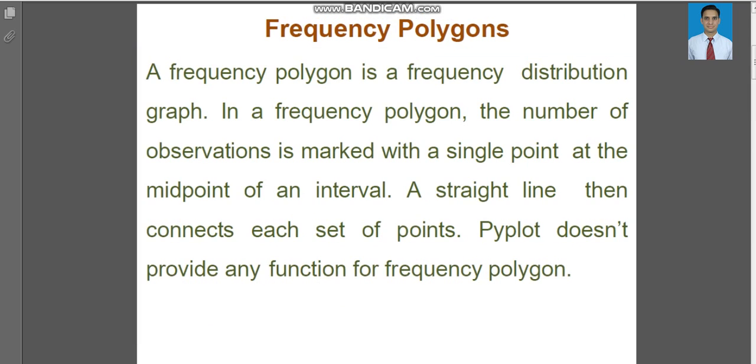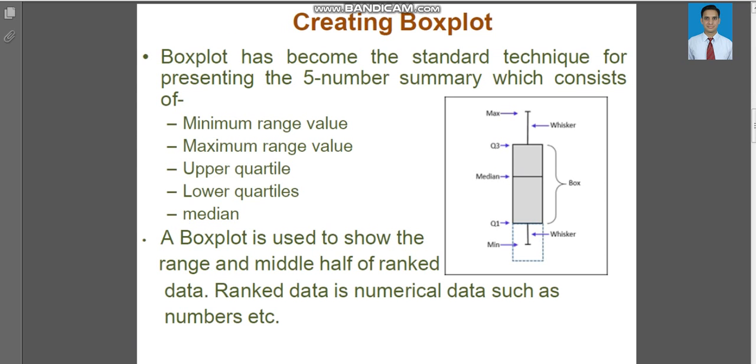Second is the box plot. Creation of a box plot. The box plot has become the technique for presenting the five-number summary, which consists of the minimum range value, maximum range value, upper quartile, lower quartile, and median. A box plot is used to show the range and middle half of ranked data. Ranked data is numerical data such as numbers, etc.